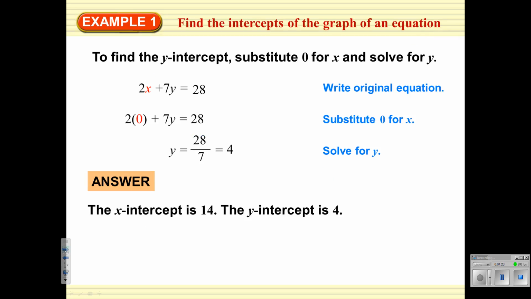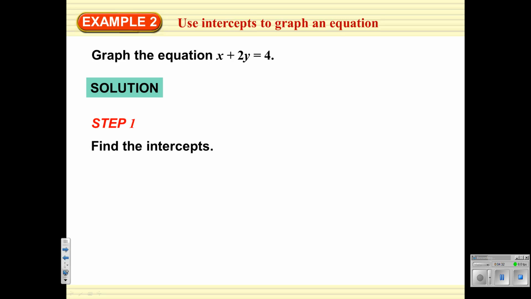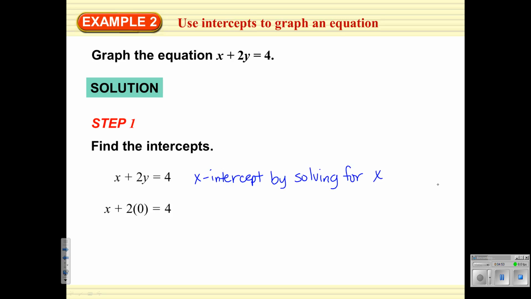Okay, moving on. Example 2. Now we're going to use intercepts to graph. We'll do the same thing: find the x and the y-intercept, and then we will actually use them to graph the line. To find the x-intercept, we're going to substitute in 0 for y and solve for x. That's important that you know this and keep this straight. So 2 times 0 is 0, so now we get x equals 4. So our x-intercept will be 4, 0.